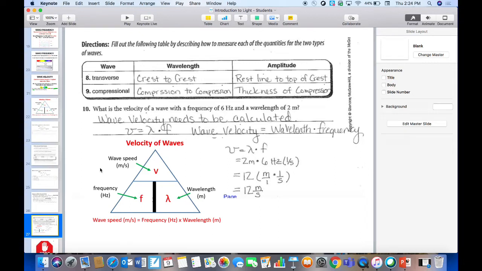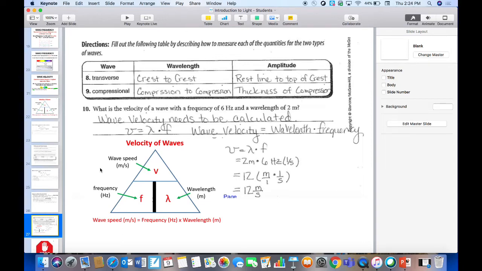So to measure wavelength of a transverse wave, you can measure it crest to crest, or you can measure it trough to trough. To measure wavelength of a compressional wave, it's compression to compression or rarefaction to rarefaction. As long as you realize that to measure wavelength, it needs to be from one point on a wave and the identical point on another.